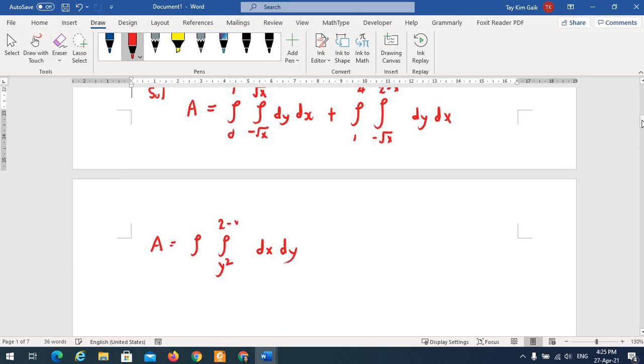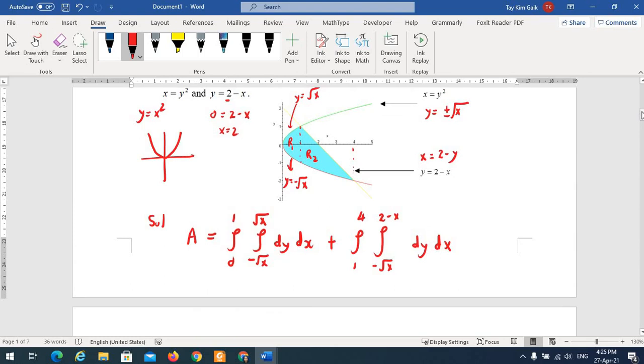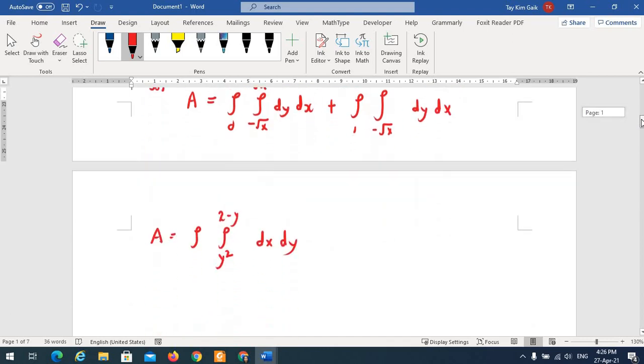This is 2 minus y. From the left curve up to the right curve, and inside this region it is always consistent. The left curve is always x equal y squared up to x equal 2 minus y. If you use dx dy, you sum it using a horizontal bar, and it's always consistent. Your horizontal bar is from the minimum point, which is y equal negative 2, up to y equal 1. So the limit of y will be negative 2 to 1.